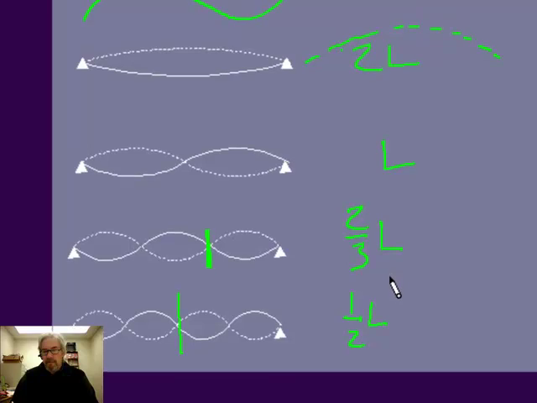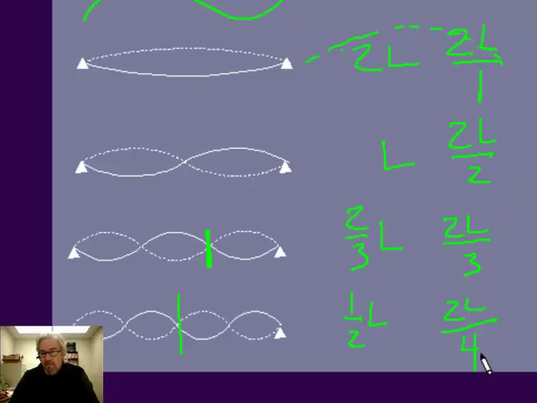Now here's where the pattern comes in. I can rewrite these a different way. 2L is really 2L over 1. And L is really 2L over 2. And 2/3 L is really 2L over 3. And 1/2 L is 2L over 4. So here's the pattern that's developing. In all cases, we have 2L divided by an integer. And that integer just keeps getting bigger for every mode of vibration.